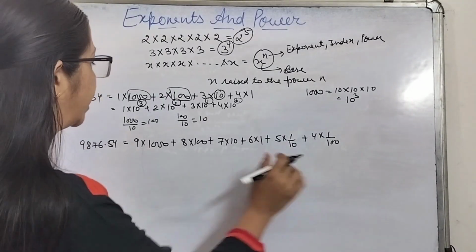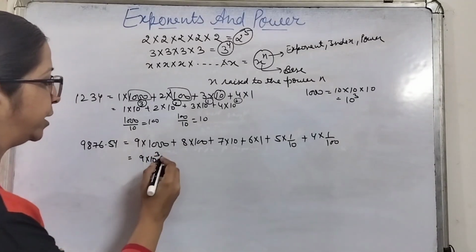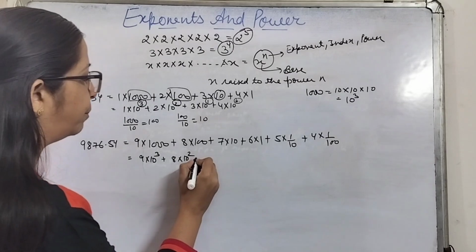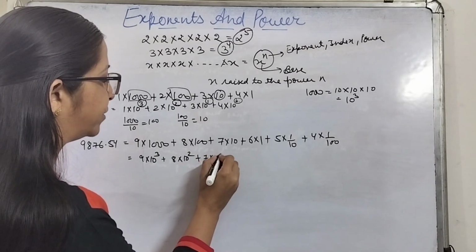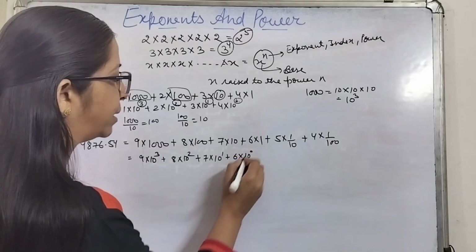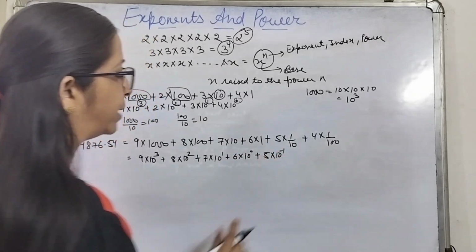So we can write it as 9 multiplied by 10 raised to the power 3 plus 8 multiplied by 10 raised to the power 2 plus 7 multiplied by 10 raised to the power 1 plus 6 multiplied by 10 raised to the power 0 plus 5 multiplied by 10 raised to the power minus 1.